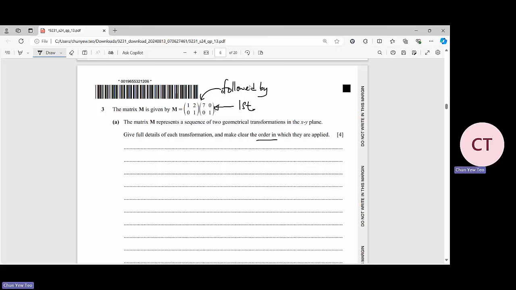So that means we need to look at this one as the first transformation. You can actually memorize the result of the matrix here. This is actually a stretch parallel to the x-axis with a scale factor of 7. So just start from here. Just say that it's a one-way stretch.